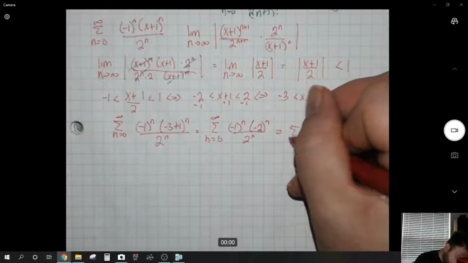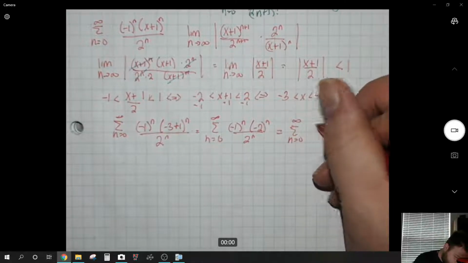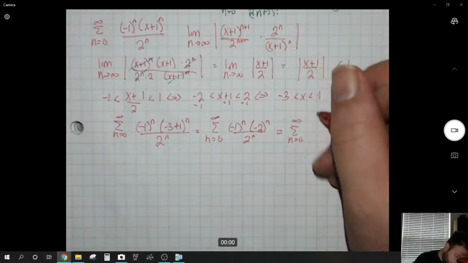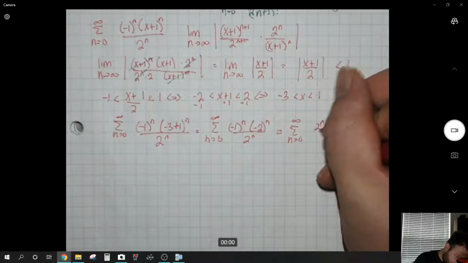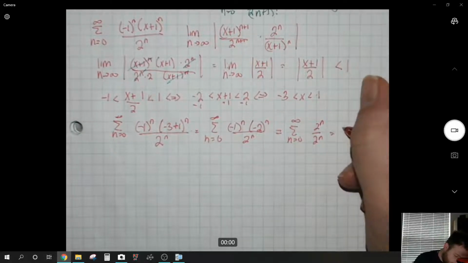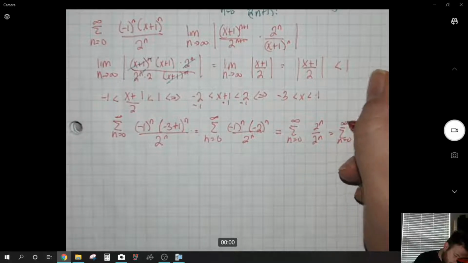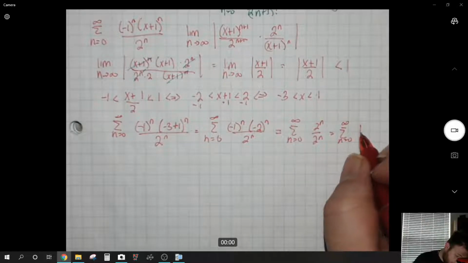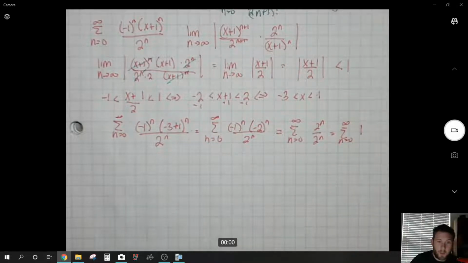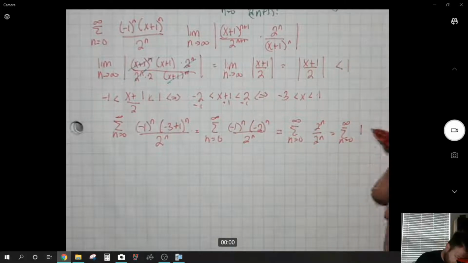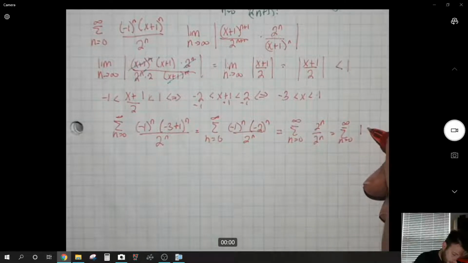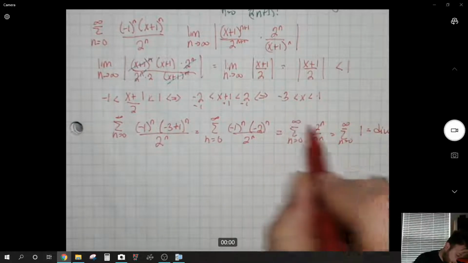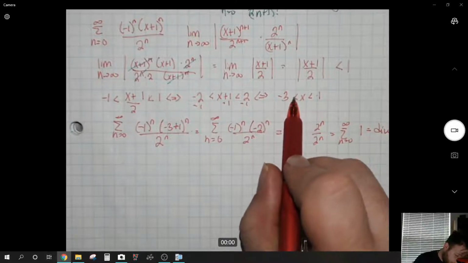So this negative and this negative will always cancel each other out, so I don't need that part anymore. And then I have 2n over 2n, which is just 1, which diverges. Because you have 1 plus 1 plus 1 plus 1, and it'll keep on adding all the way to infinity. So this diverges. So I know that at -3, I'm not going to put an equal to sign onto it.